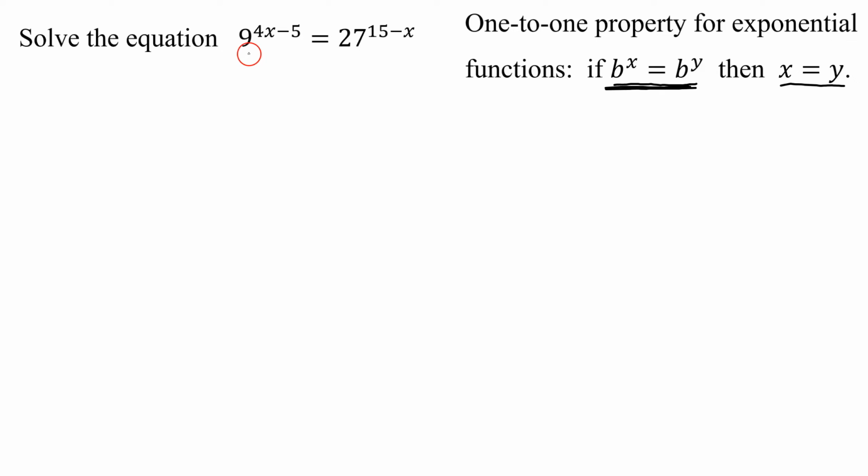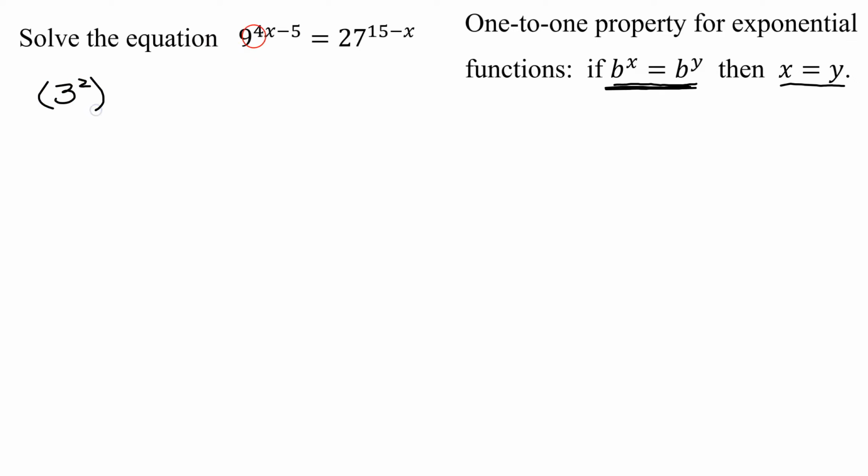Looking at our two bases, we have 9 and 27. 27 is not an integer power of 9, but both 9 and 27 are integer powers of 3. So if I write both sides in terms of base 3, then I should be able to use this one-to-one property. So 9 is 3 times 3, it's 3 squared.